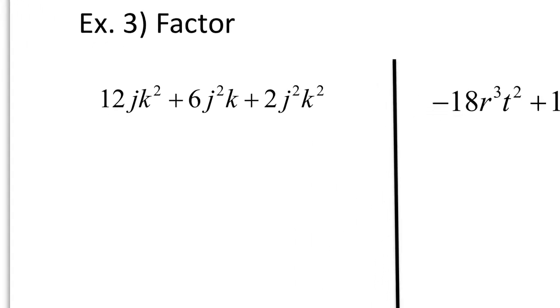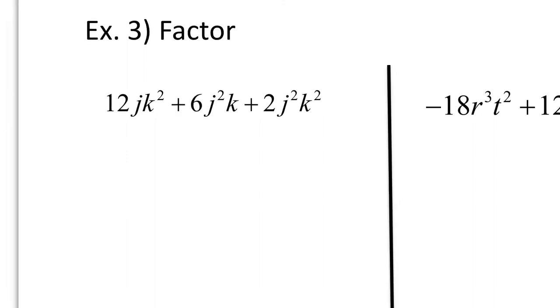First, let's go ahead and look at the trinomial here. We have 12jk squared plus 6j squared k plus 2j squared k squared. So all of this right here, guys, is a trinomial. First, I'm going to put my parentheses right here. I'm going to have a big parentheses because I'm going to have a trinomial inside of the parentheses.